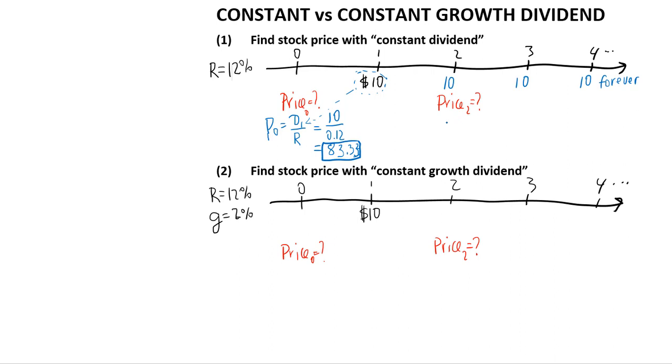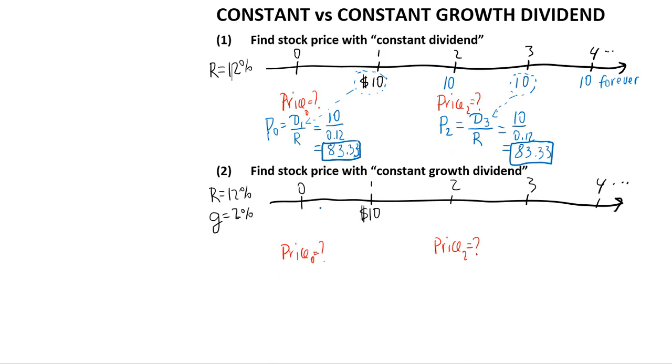Price in 2 years, same exact approach. Price in year 2 should be calculated using the present value of a perpetuity formula that says take the dividend 1 year from this time, which is for year 3, and divide by the interest rate. But in our case, it's the same dividend amount. It's still $10. Every year it's $10. So the calculations will be identical. 10 divided by 12%, which gives $83.33 for the price in year 2.